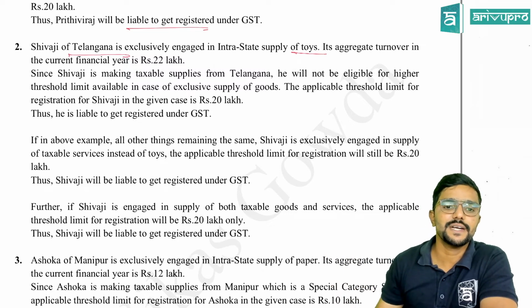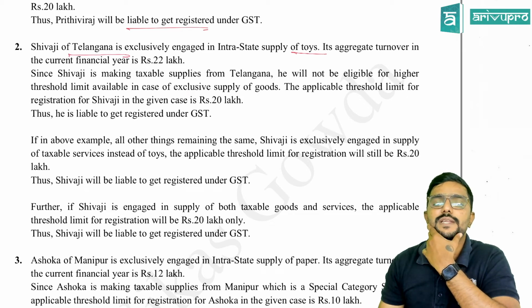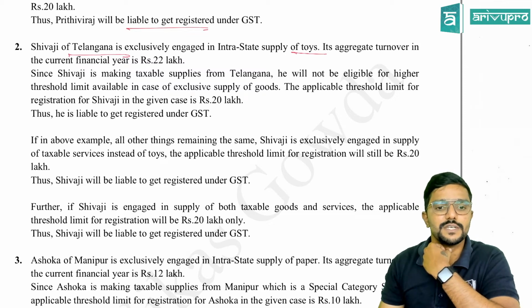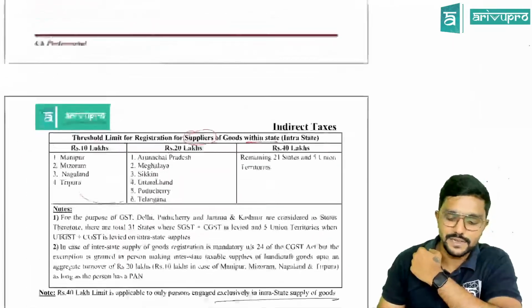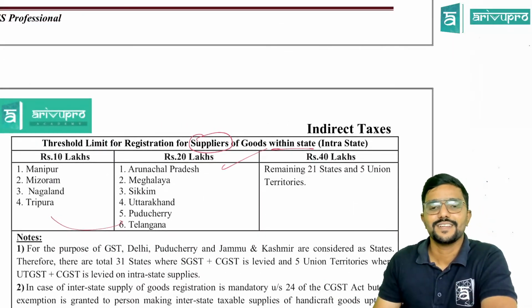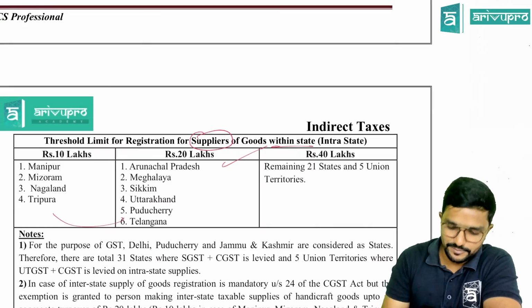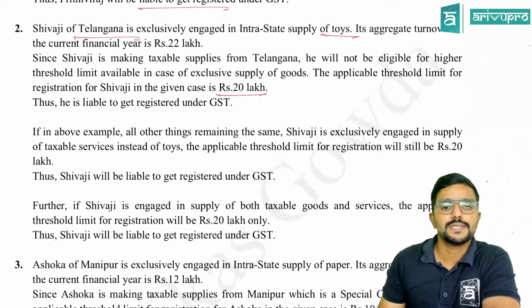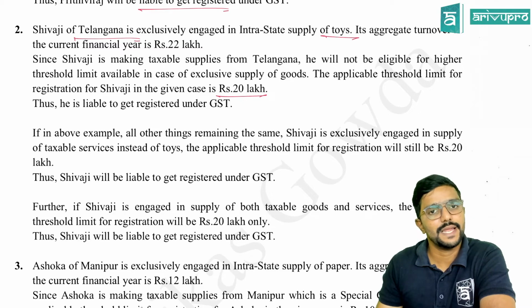Since Shivaji is making taxable supplies from Telangana, he will not be eligible for higher threshold limit available in case of exclusive supply of goods. So the applicable threshold limit for registration for Shivaji in the given case is 20 lakh. So Telangana is falling where? In this category. So notification is not applicable for them. It has been excluded. Totally 10 states are excluded from notification. Telangana is one of them. Thus, he is liable to get registered. So his turnover is already 22 lakh, which has crossed 20 lakh. He has to get registered.